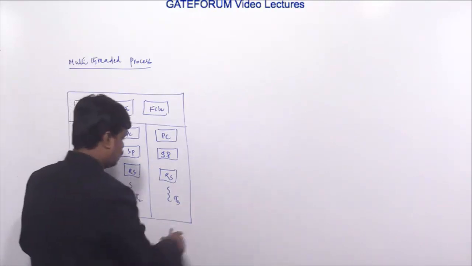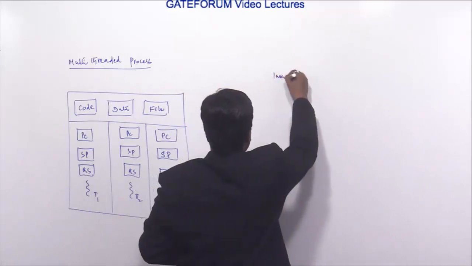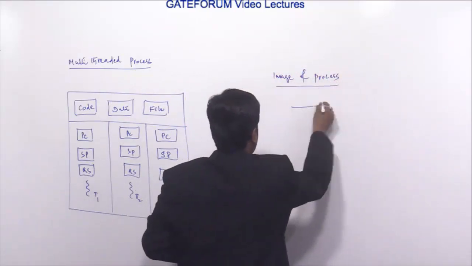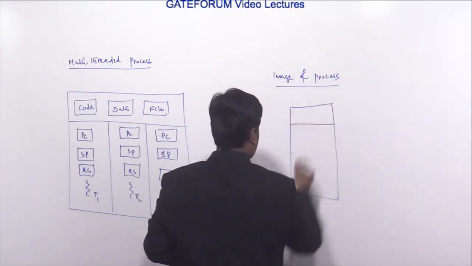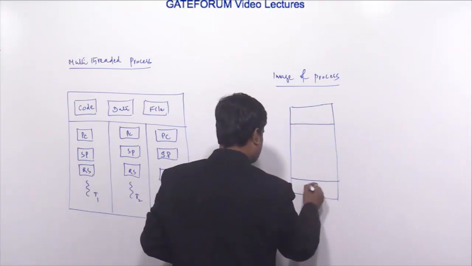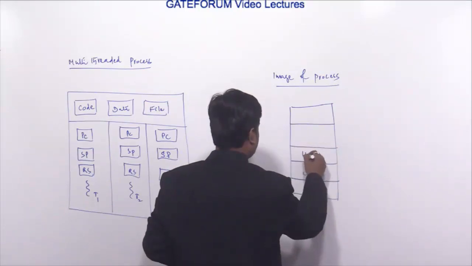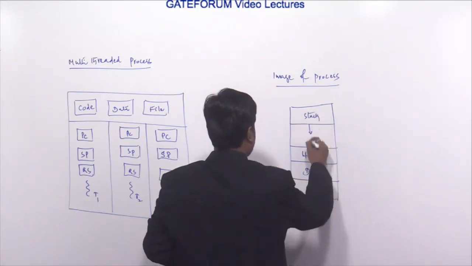Okay, in connection with this, let's look at the image of a process. What is the image of a process? The image of a process contains 4 parts. What are the 4 parts? One is the text section, another is the data section, another is the heap section, and this is the stack section, right?